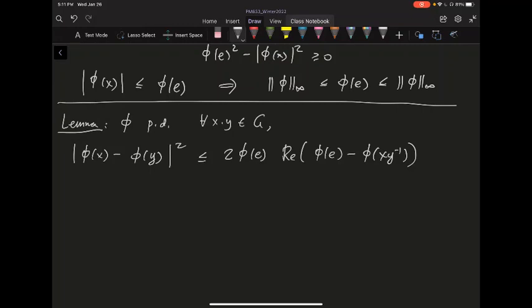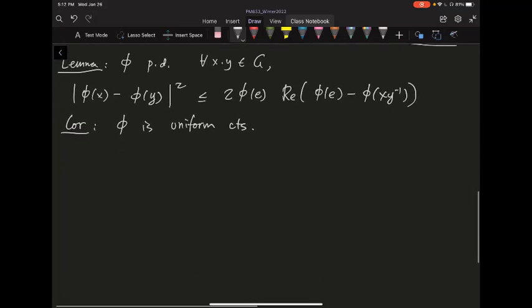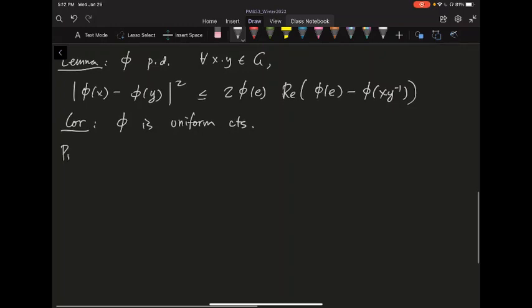So let me just write it down. As a corollary of this lemma, phi is actually just going to be uniformly continuous. Of course, this is given our definition of positive definite requiring continuity. I know some authors don't require it, but as long as we require continuity, they're automatically uniformly continuous. All right, so now let's prove the lemma. Proof of the lemma.